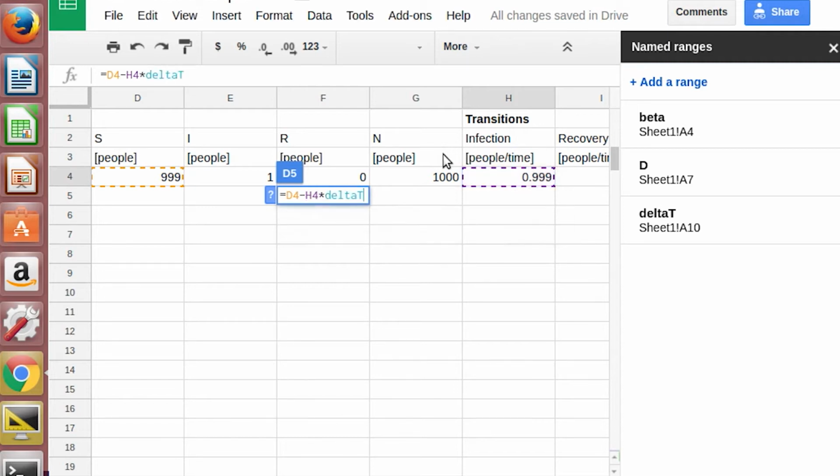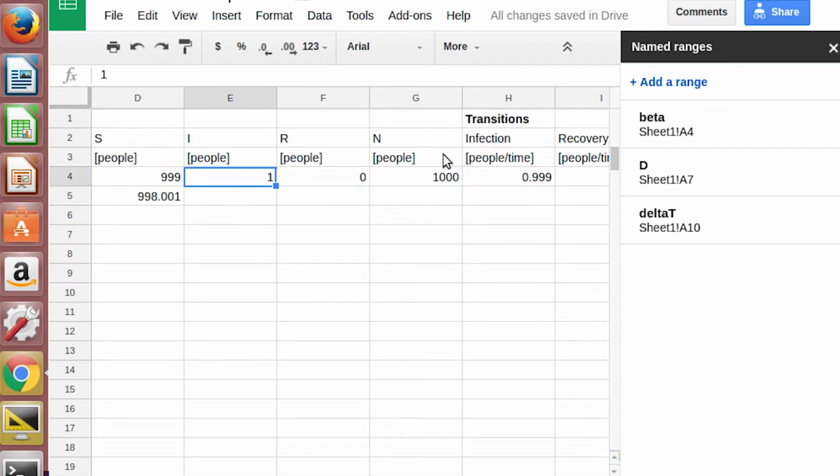And what about I? So I is going to be, I feel like I should speed up a little now. Are people ready for me to speed up a little? Do people have questions? So I'm just going to say I is going to be the number that was in I plus the infections minus the recoveries, and then times delta t.